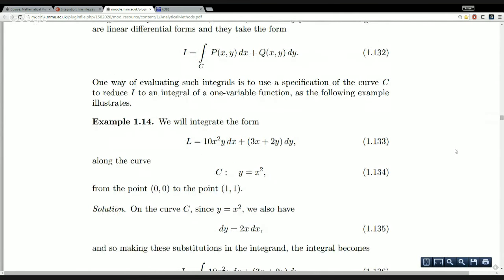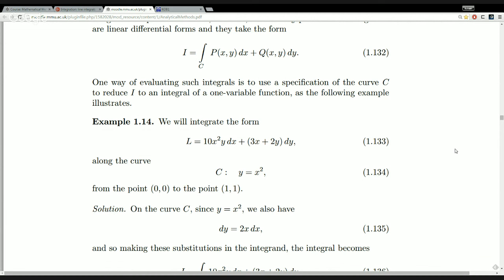So let's straight away look at an example. I'm going to write through it on the notes anyhow, although I think all the steps are there in the notes. It just helps me to explain it. So we're going to integrate this linear differential form. So we're given a particular linear differential form here. It's 10x squared y dx plus (3x plus 2y) dy.